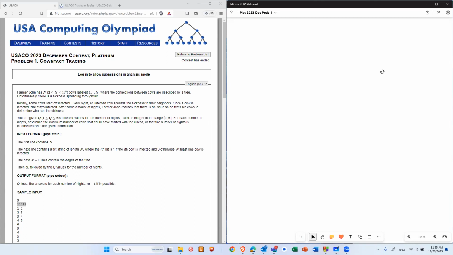Good afternoon, everybody. Today, we're going to talk about the just finished USACO 2023 December contest, Platinum level problem number 1, cow contact tracing. The problem is like this.